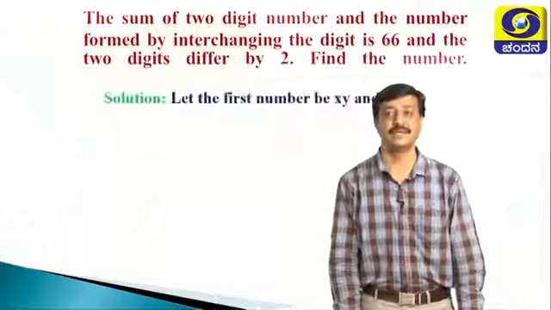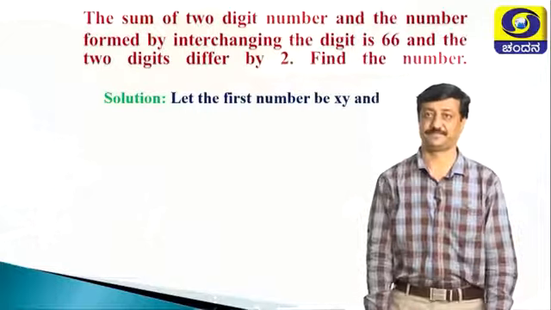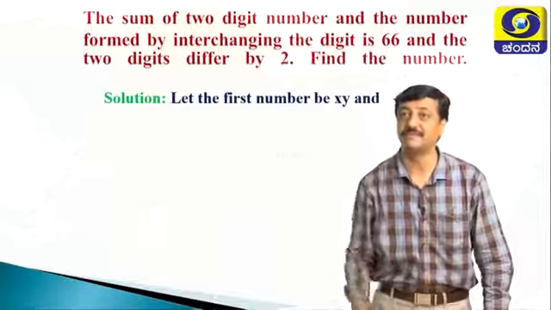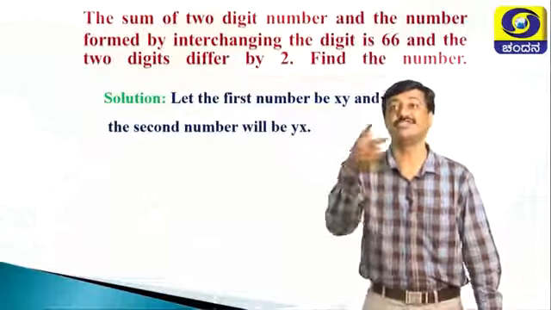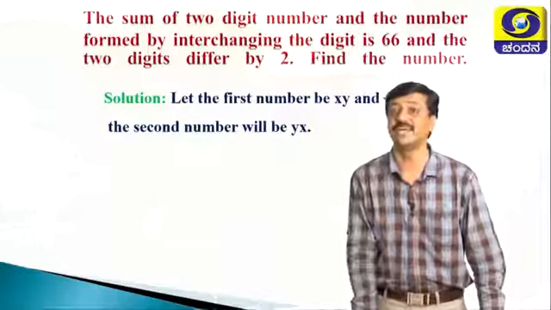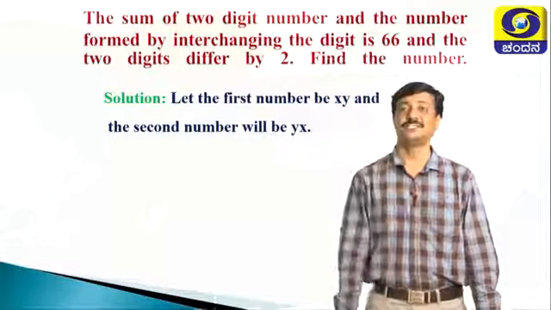So, according to the given statement, first we have to consider a 2-digit number. Let us consider the first 2-digit number be xy. If xy is our first number, the second number will be yx. It is given, the number formed by interchanging the digits. If you interchange x and y, you will get the second number as yx.